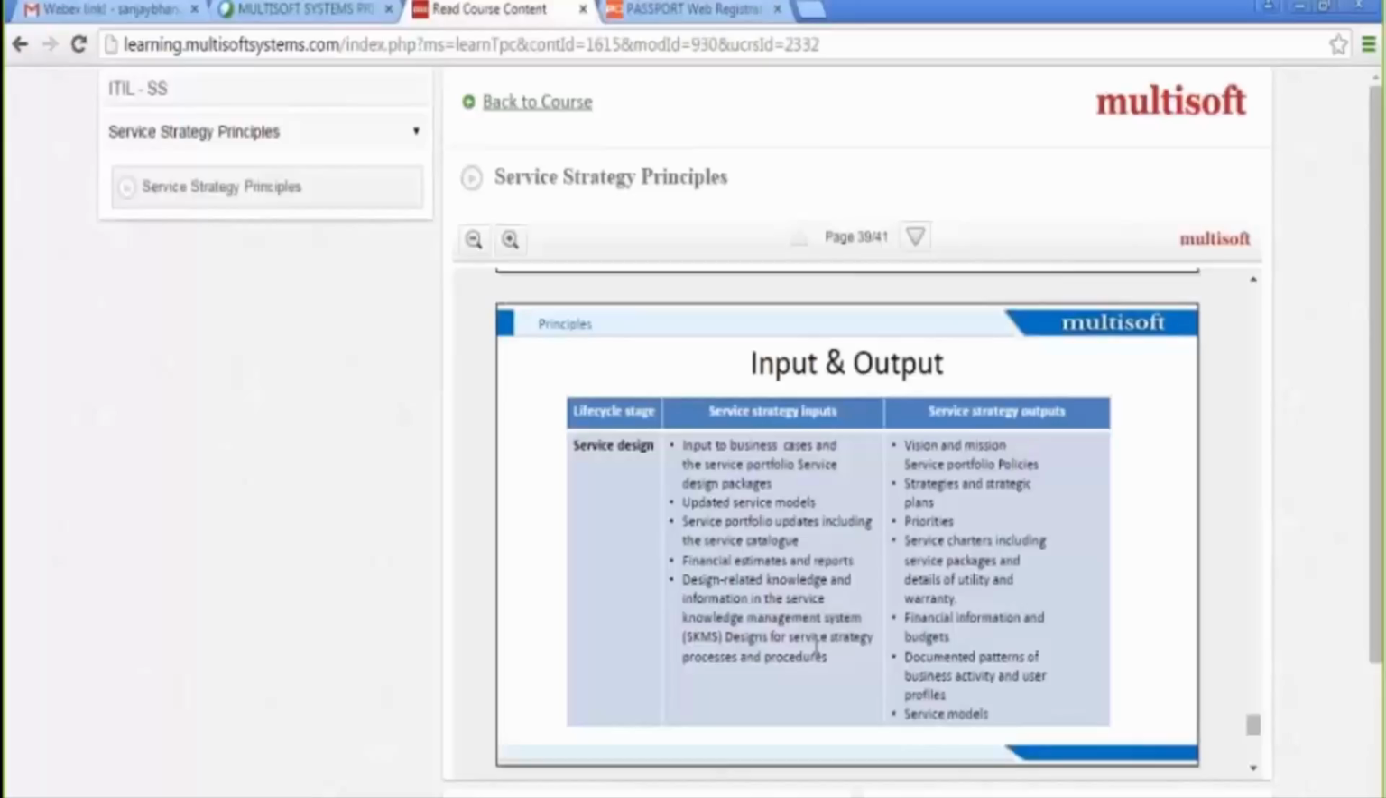And what output are we getting? Vision and mission, strategies and strategic plans, priorities. Here, the priorities: as a strategic person, I should know what my priorities are first. If I take an example, have you heard of Agile and Scrum? Agile is a methodology, and under Agile we have different methods. Scrum is one of the methods of Agile. In Scrum, we have a role called product owner.